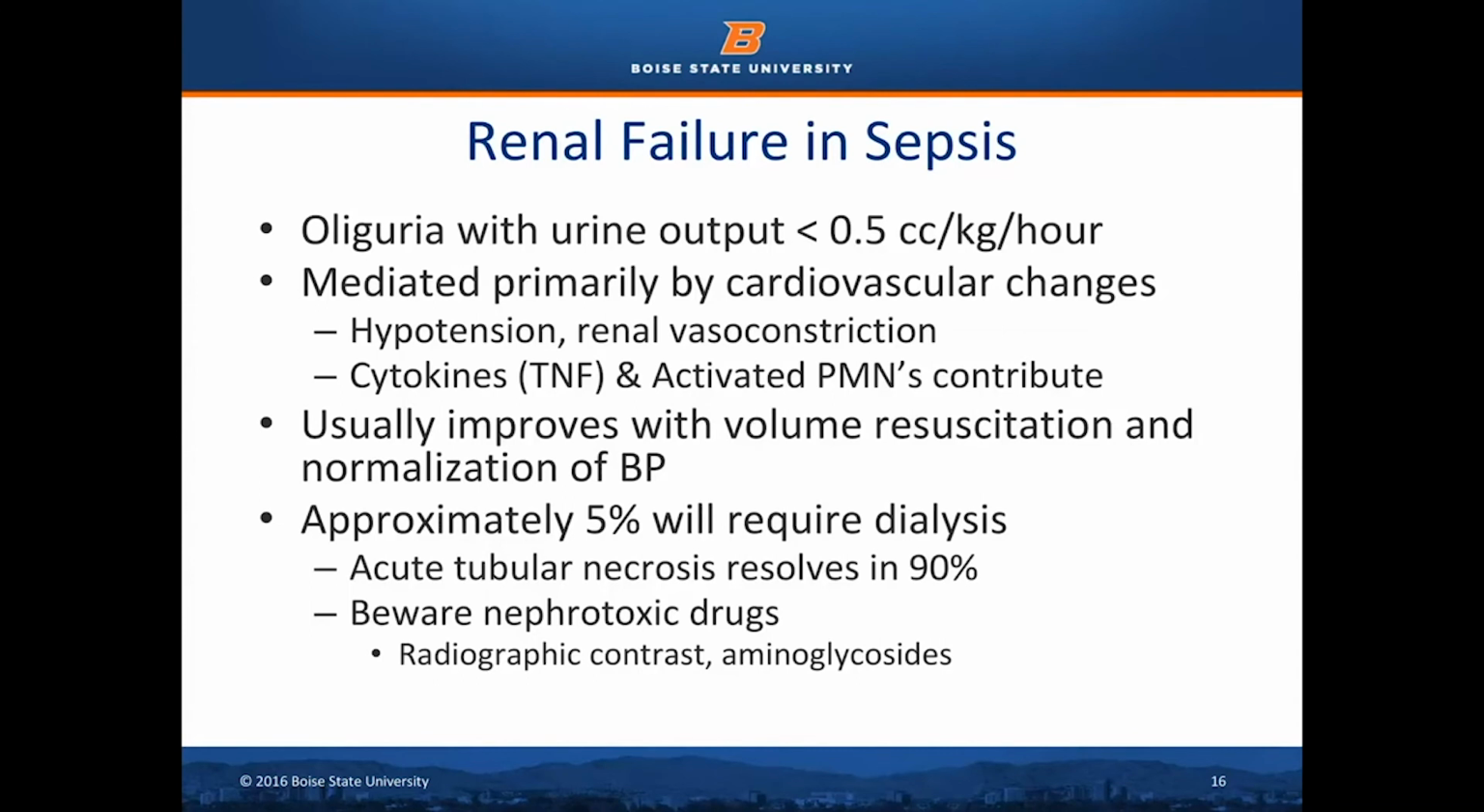Generally, that kind of ATN that we see associated with diffuse sepsis, if we manage the patient and the sepsis promptly, they come back pretty well. But we do have to be careful because during the process of trying to turn the septic shock around, they may be getting radiographic contrast, aminoglycosides. They may have a variety of things that can make the renal injury worse. So we really need to make sure we're not providing an iatrogenic component to that disease.